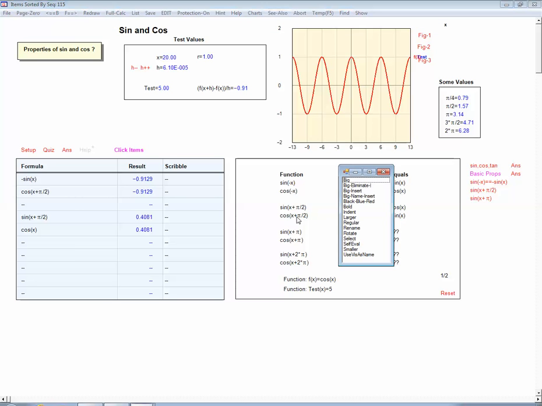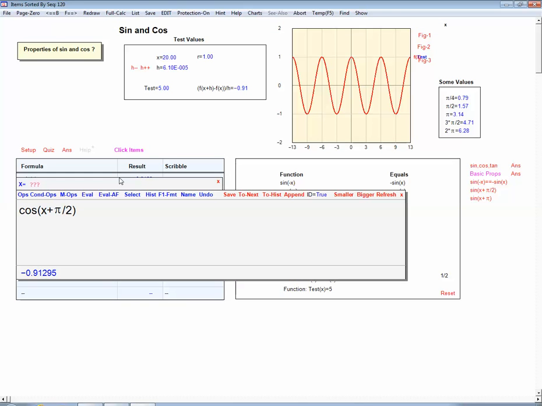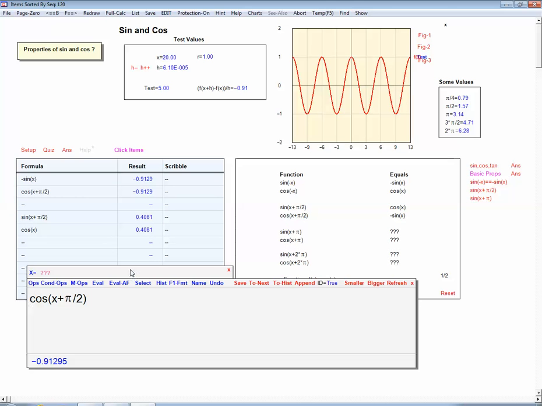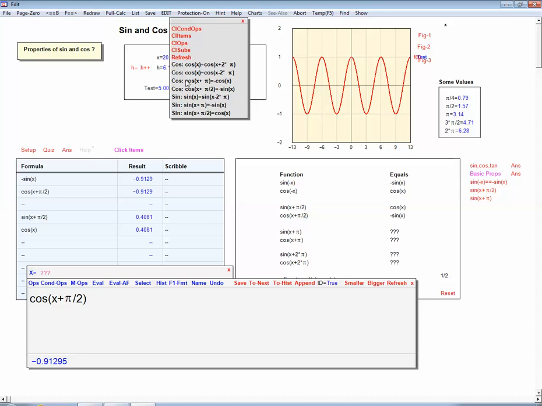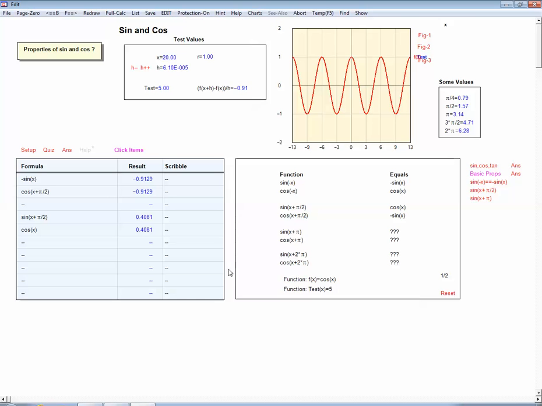And I could probably get that wrong. So I don't think so. Let's see what the program says. The program should have a memory, or it should know what that is. So I go to my conditional ops and look through them. And I have the cosine of x plus pi over 2. There it is. It's a minus sign. So my little technique worked.